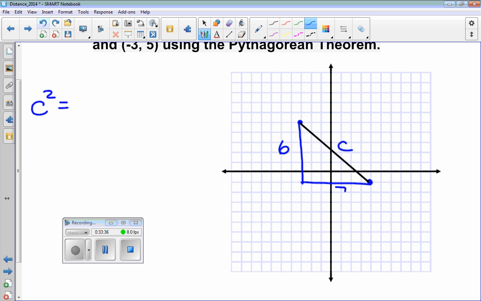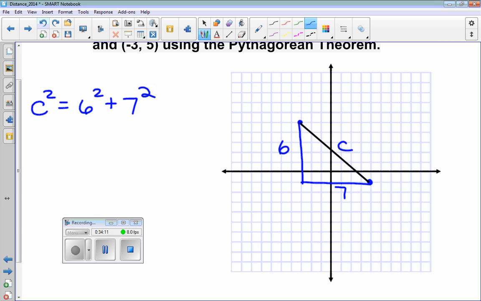We have 7. Double check me. I think that's right. Is that what you guys got? So let's plug those numbers in. 6 squared plus 7 squared. And it's a matter of just solving it now. These are things I would expect you to be able to do without a calculator. I do expect that you can square 6 and square 7 and add them together.